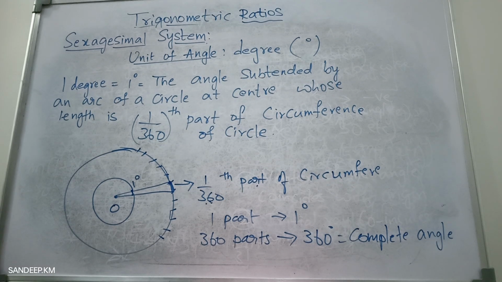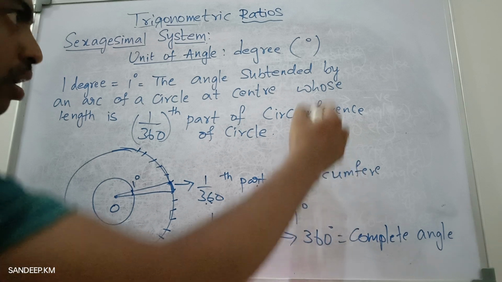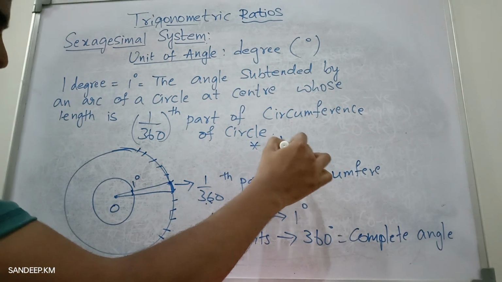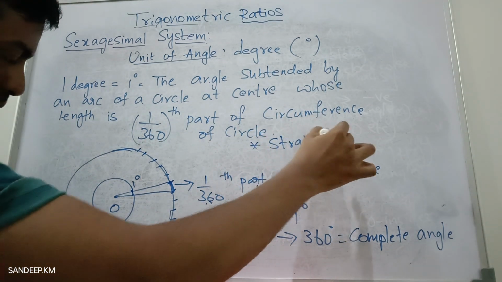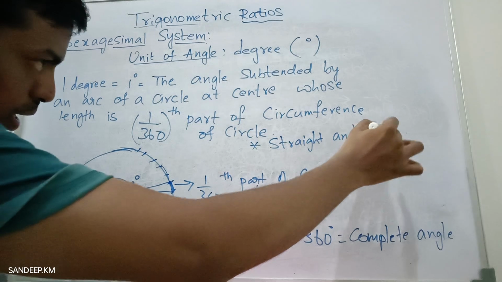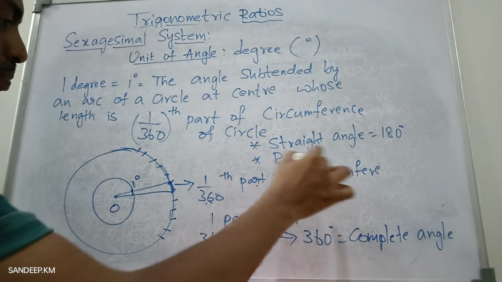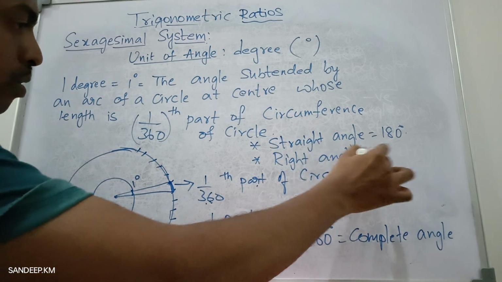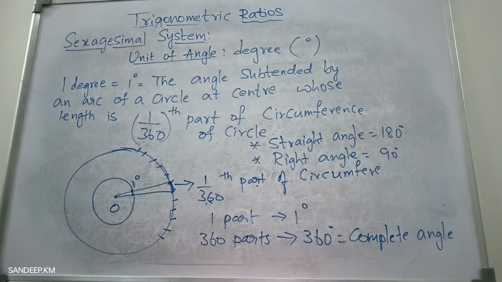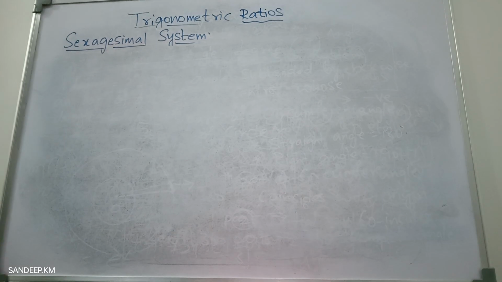And all of us know that half of the complete angle is the straight angle. And the straight angle is equal to how many degrees then? In this particular system, our straight angle is equal to 180 degrees and a right angle is equal to 90 degrees.